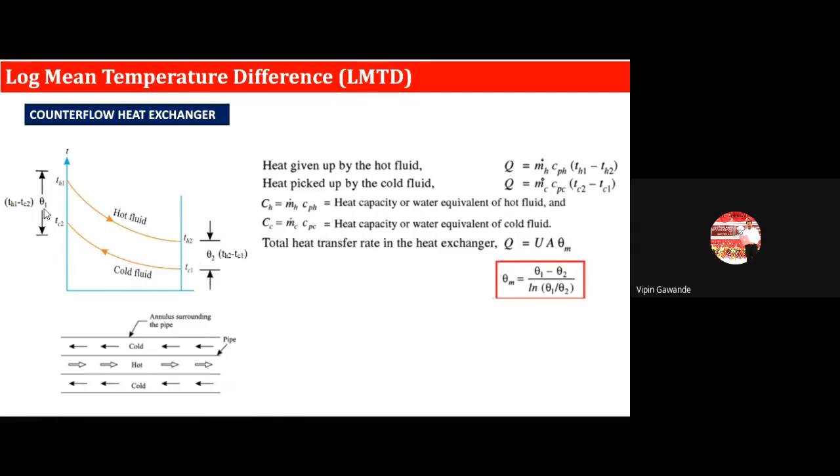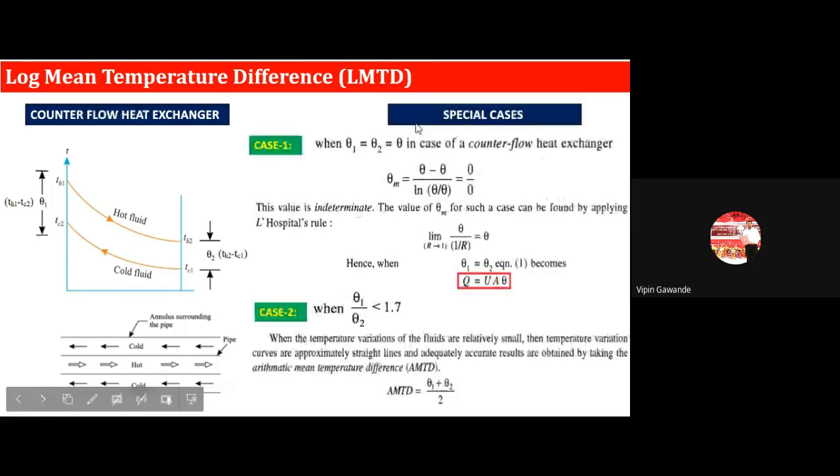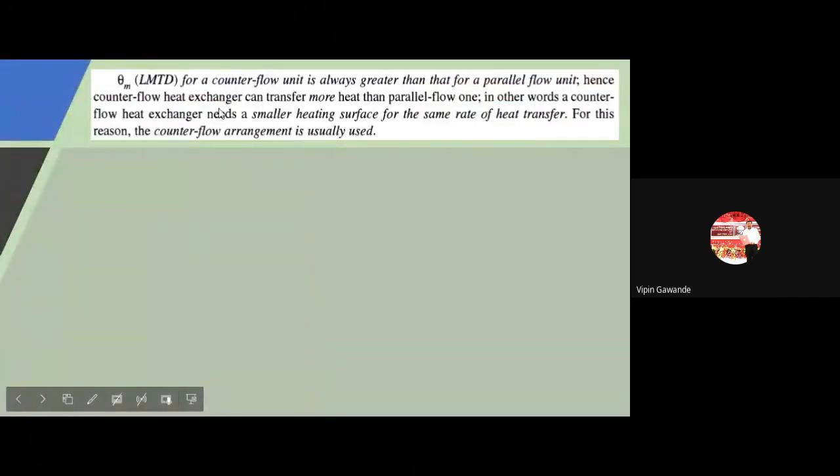Either Q1 or theta 1 or theta 2. Okay, so that comes into here. So this is a very important condition, generally asked in the examination for a 1 mark question. Now theta m, here it is theta m for the counter flow. The counter flow unit is always greater than that of the parallel flow unit.